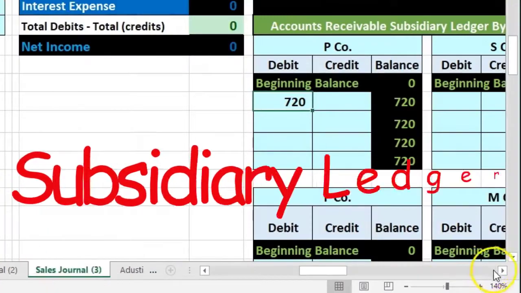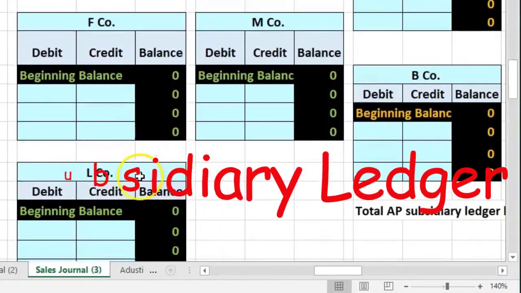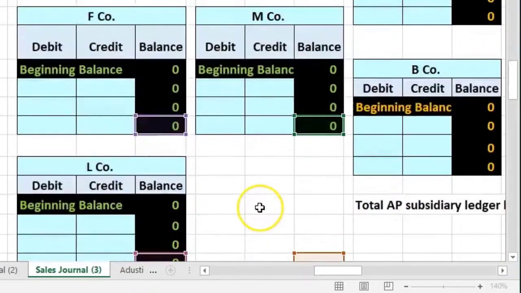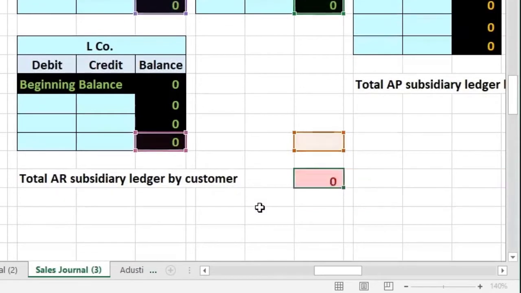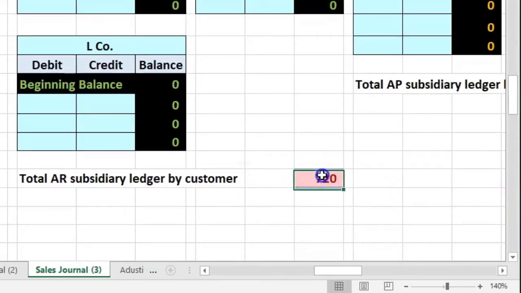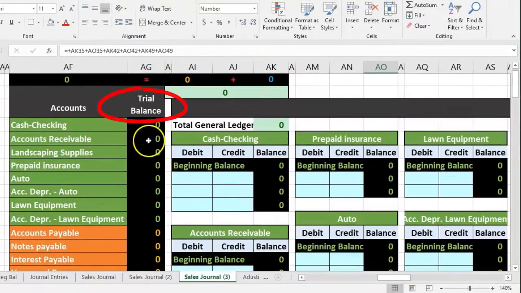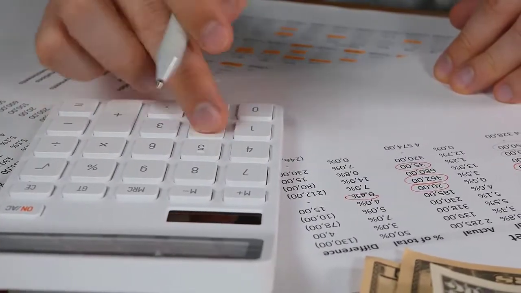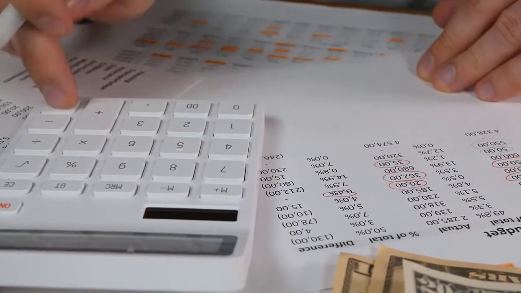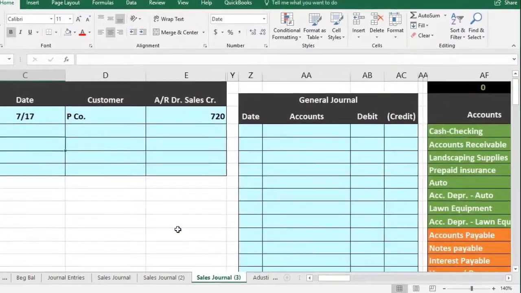Now, this is our subsidiary ledger, which is going to add up our customers and everything in the subsidiary ledger, which are going to be these, 1, 2, 3, 4, 5 customers right now, then it adds up to 720. The reason it's red at this time is because that 720 does not match what is on the trial balance right now. It will after we record all transactions and then the total to our journal entry and post that to the general ledger. So we'll do this process all the way down.